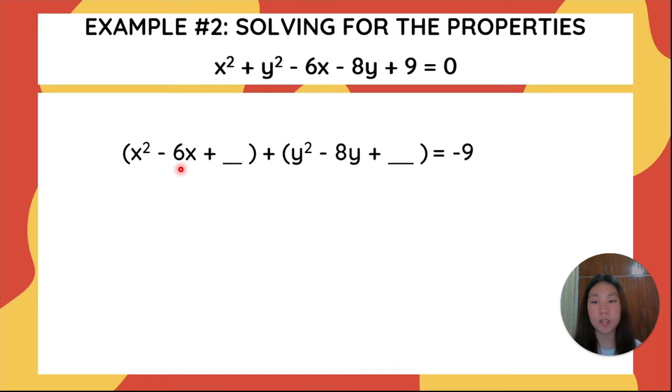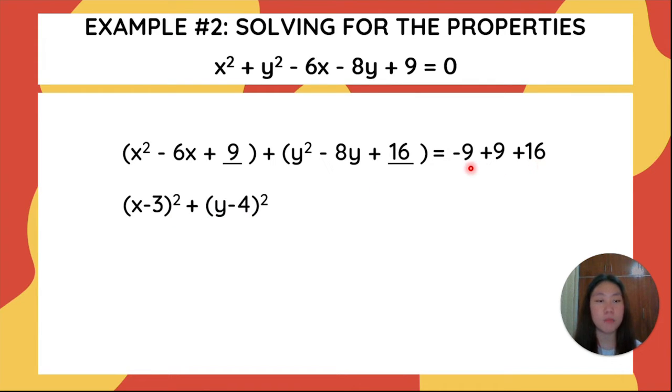Get the middle term divided by 2 and square it. So 6 divided by 2 is 3 squared is equal to 9. 8 divided by 2 is 4 squared is equal to 16. In order for this to be balanced, we should also add 9 and 16 on the right hand side. Since we already have a perfect square, we can now factor this. So we have quantity x minus 3 squared plus quantity y minus 4 squared. Then we just need to perform necessary operations here. Negative 9 plus 9 is equal to 0 plus 16 is equal to 16.